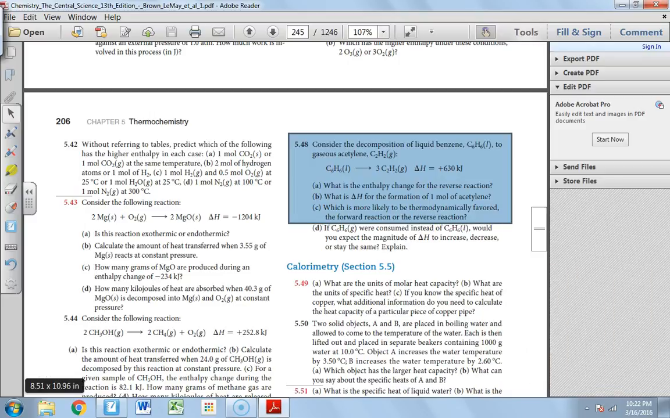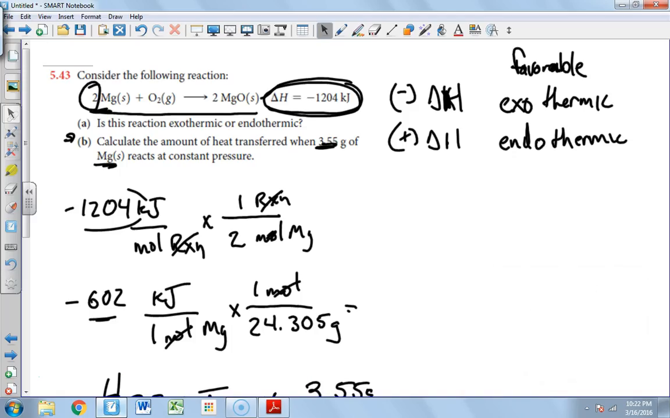Okay, everybody, we are going to look at question number 5.48, and this kind of helps us with the nature of enthalpy and what's going on here. So let's look at questions A, B, and C for 5.48. We're not going to look at part D, okay? So A, B, and C.